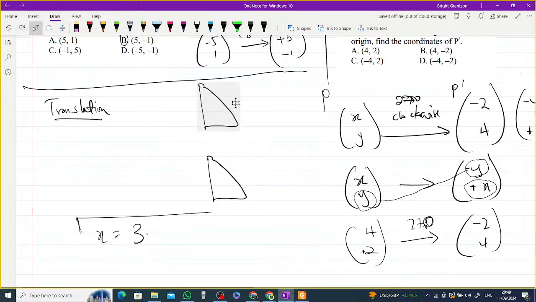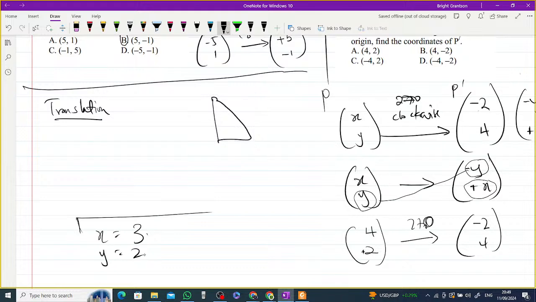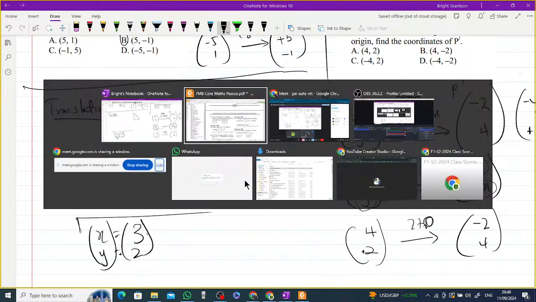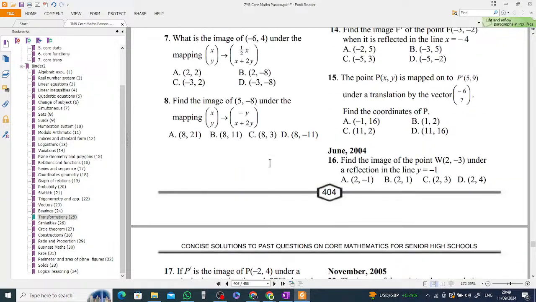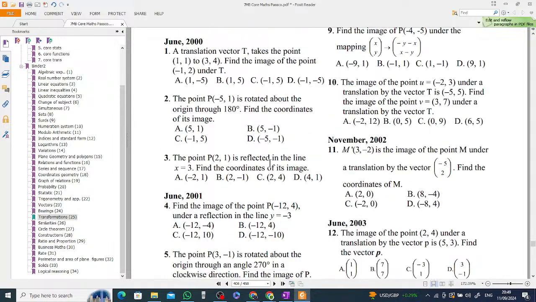If I move the same thing to the top, it means I've moved it y units to the top. So let's say y equals 2. This is the translation vector. Do you understand? So in translation, you just add. Are you okay?